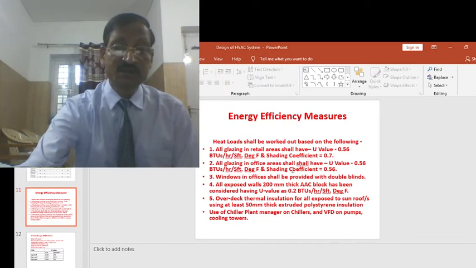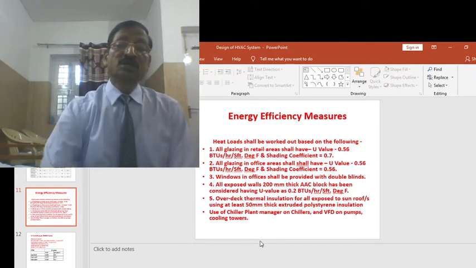All glazing in the office area should have a U value of 0.56 and shading coefficient of 0.56. Windows in the office shall be provided with double blinds. All exposed walls of 200 mm thick AC block, that is autoclaved aerated concrete block, have been considered as having a U value of 0.2 BTU per hour per square feet degree Fahrenheit. Overdeck thermal insulation for all sun-exposed roofs using at least 50 mm thick extruded polystyrene insulation.